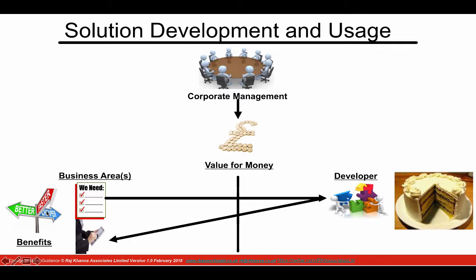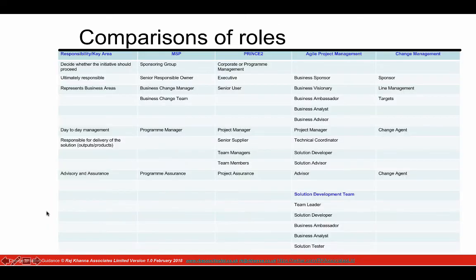Now, what do we find in any organization who have trained people on different methodologies? If you look at Managing Successful Programmes, the corporate body is called the sponsoring group. The person owning the money is a senior responsible owner, and then you have a business change manager. At program level, it's considered that we're not actually delivering the outputs, and therefore, within the methodology, there is no concept of the solution developer. There is, of course, somebody responsible for the day-to-day management.